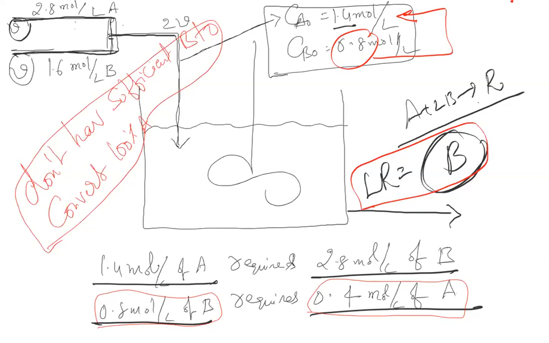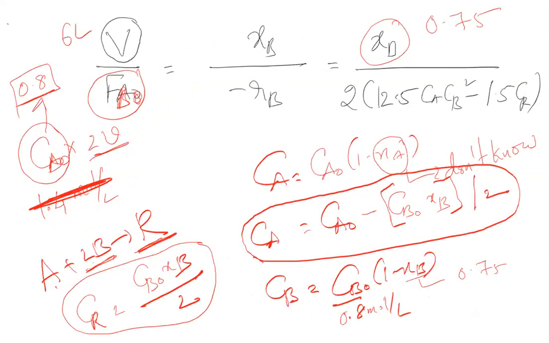So next point. Once you get this equation, it is V by FB naught. FB naught is CB naught into 2V, where CB naught is 0.8, and XB by minus RB. Minus RB is 2 into minus RA, and minus RA is given as 12.5 CA CB square into 1.5 into CR. What is CA? CA can be written as CA naught into 1 minus X, but you don't know XA, no?